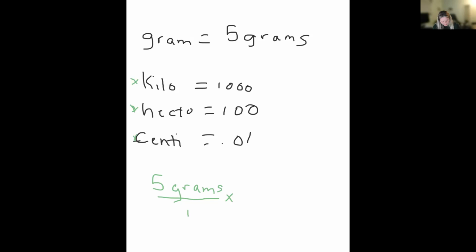So 1,000 grams is 1 kilogram. And then all you have to do is do the math there and do 5 divided by 1,000, and that is going to give you an answer. So 5 divided by 1,000 is 0.005. So what this math problem just showed you is that 5 grams equals 0.005 kilograms.